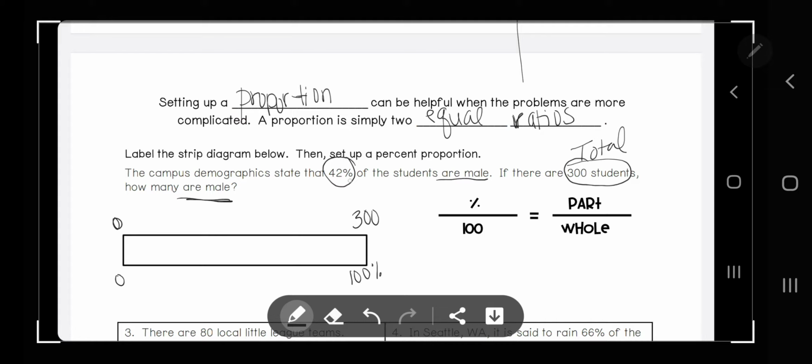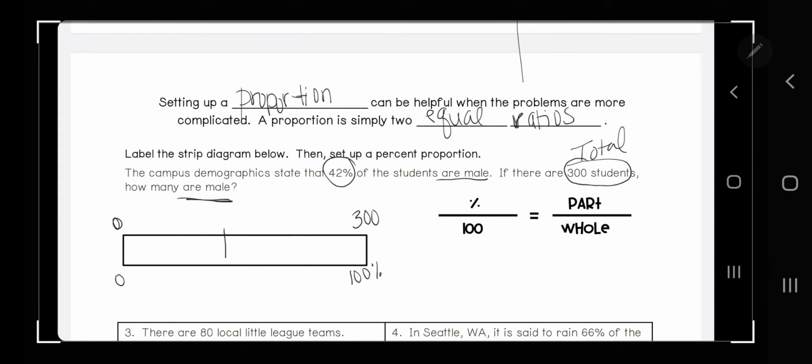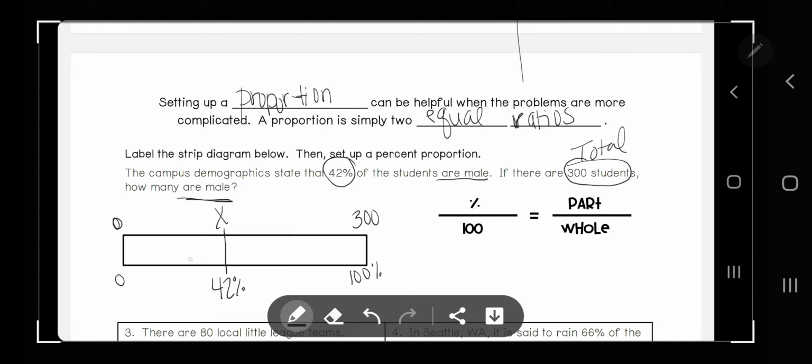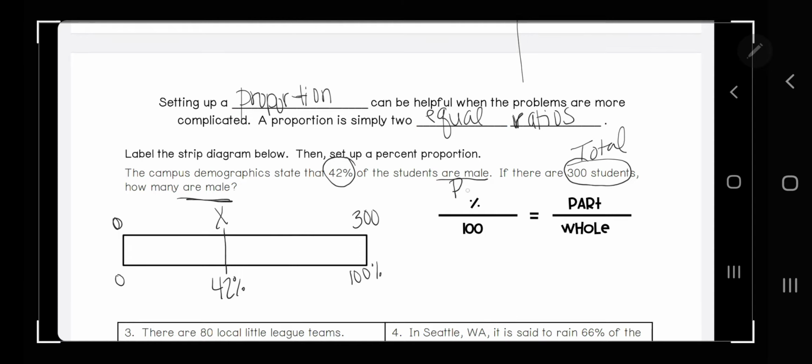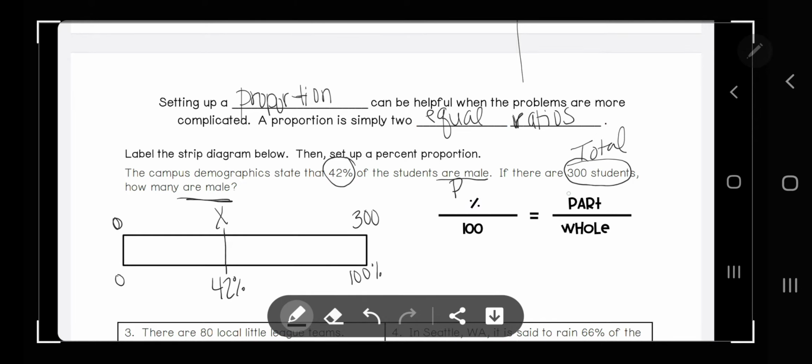If I have 300 students, I've got 100% of all the students. And I want to know how many are male. Just like what we did, we said 42% are male. So 42% is about here. And I don't know what this value is. Now you can cut it up and figure it out, or we can set up a proportion to help us solve that. The way you're going to do it is we're going to have our percents written as a fraction, and then we're going to have whatever the amount is or whatever we're looking for. And you're going to have your part on top and your whole on bottom.